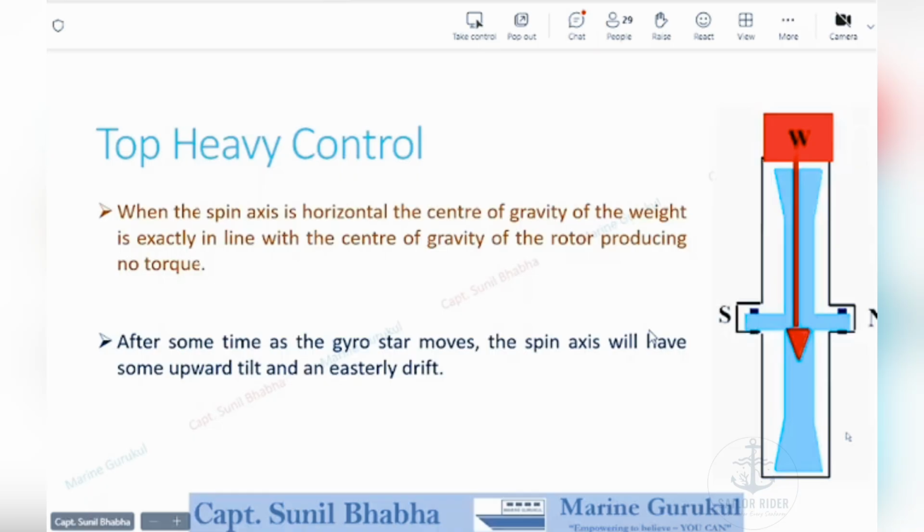Now when the spin axis is horizontal, the center of gravity of the attached weight is exactly in line with the center of gravity of the rotor, thus producing no torque at all. However, we know that our spin axis follows the gyrostar, and as time passes, the gyrostar is going to move, and as the gyrostar moves, the spin axis is going to follow it, and soon it will have some upward tilt and an easterly drift.